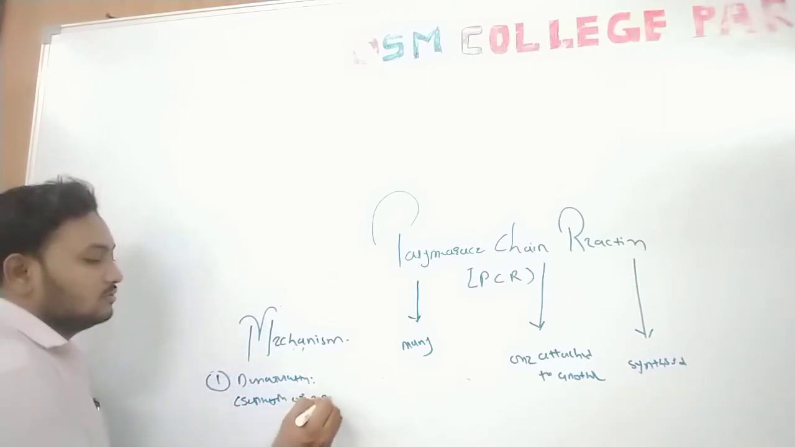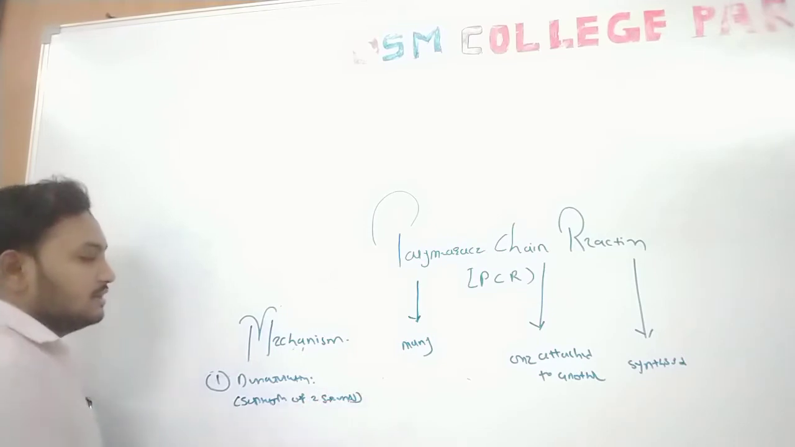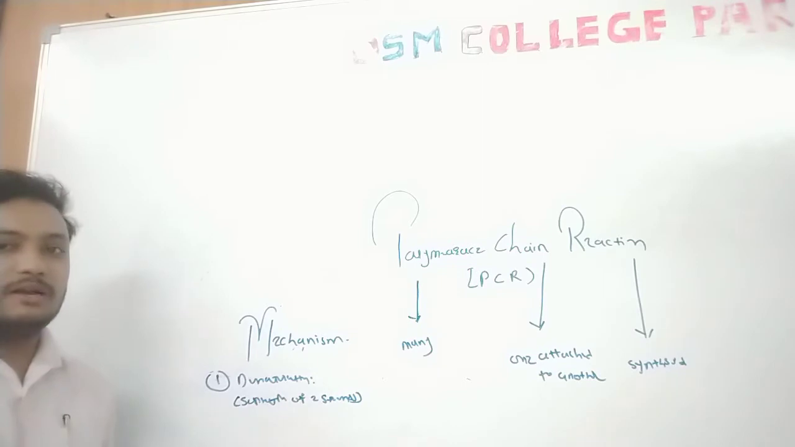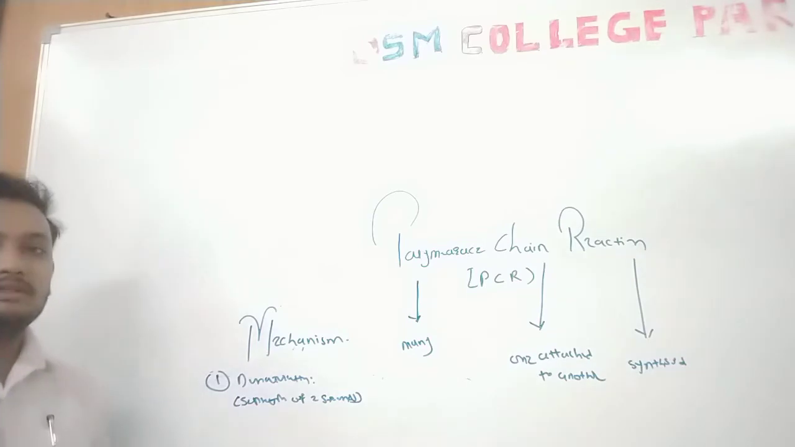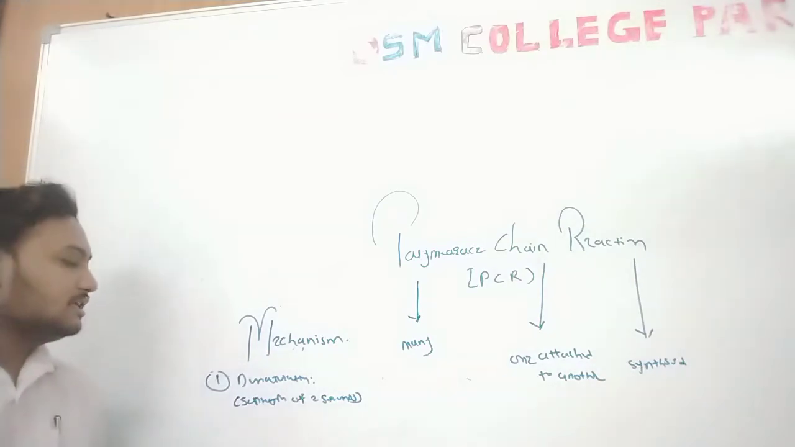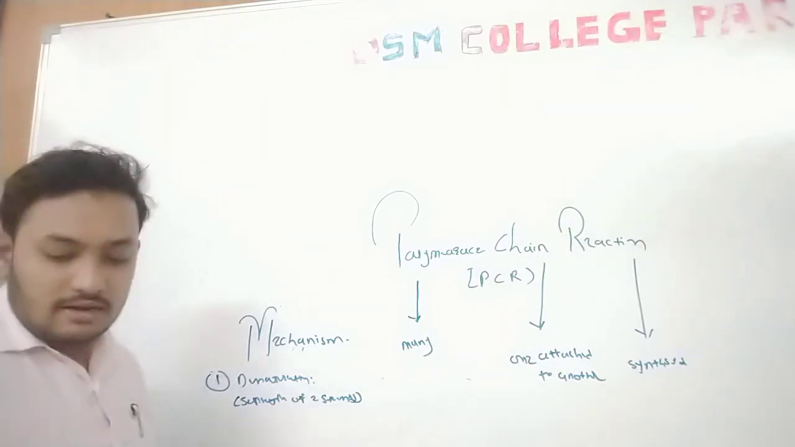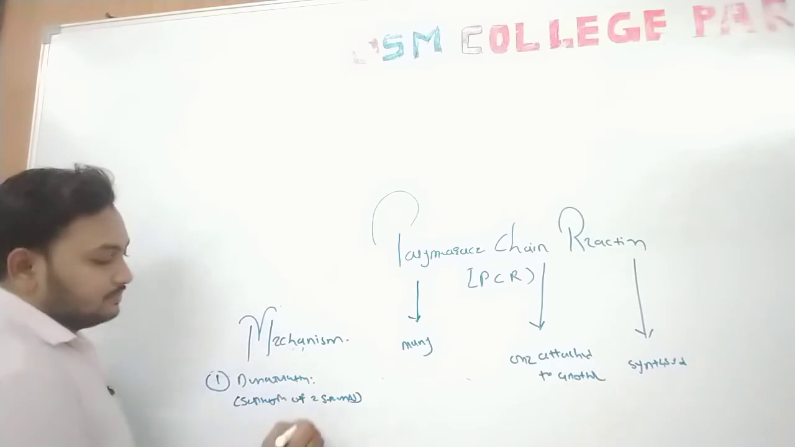separation of two strands. When replication happens, two strands are separated because one strand acts as a template for synthesizing the complementary strand. Both the two strands are templates and two complementary strands are synthesized. That is the denaturation process. So it is the separation of the two strands. The denaturation temperature is normally 90 to 98 degrees Celsius.